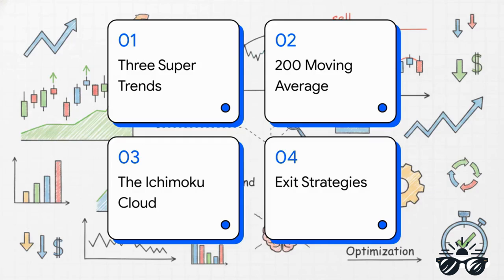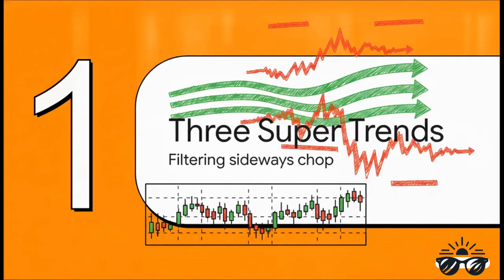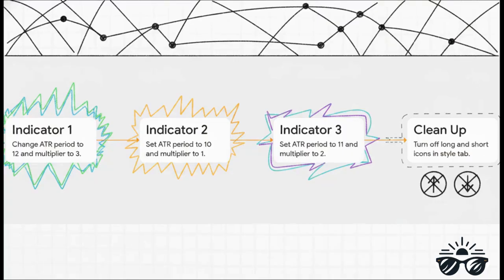So here's our roadmap for this explainer. We're going to cover Strategy 1, the 3 super trends; Strategy 2, the 200 moving average; Strategy 3, the Ichimoku cloud; and finally, smart trade exit strategies. Kicking things off with Strategy 1, 3 super trends, filtering out the sideways chop. So instead of bringing in some complicated new tool, this strategy combats those false signals by stacking 3 identical super trends right on top of each other.